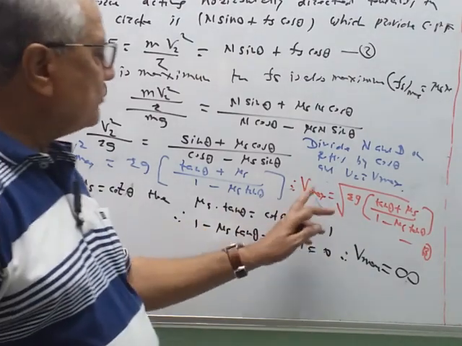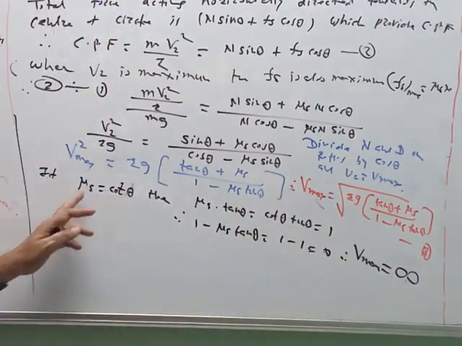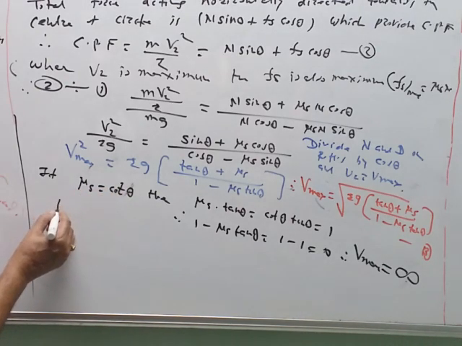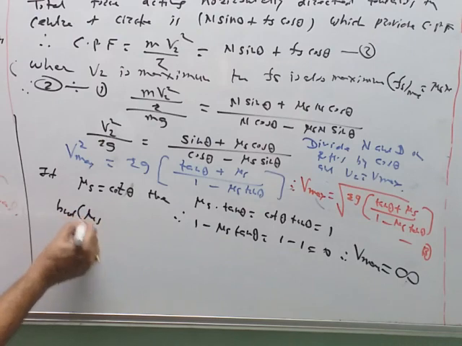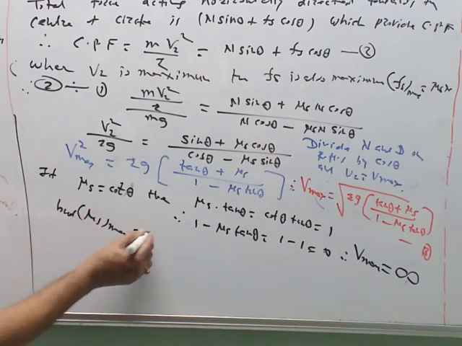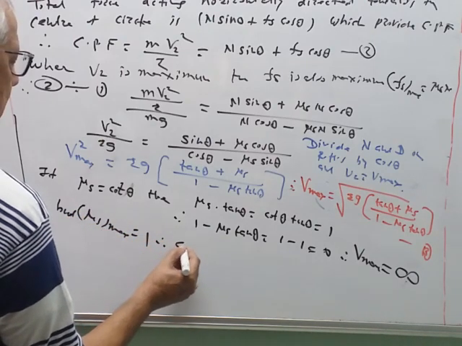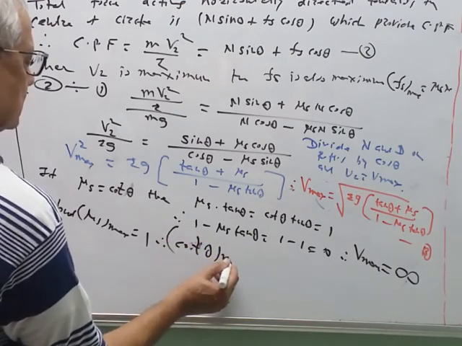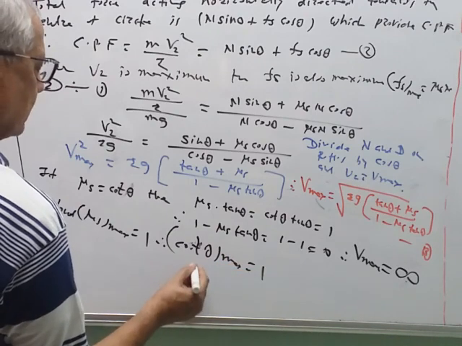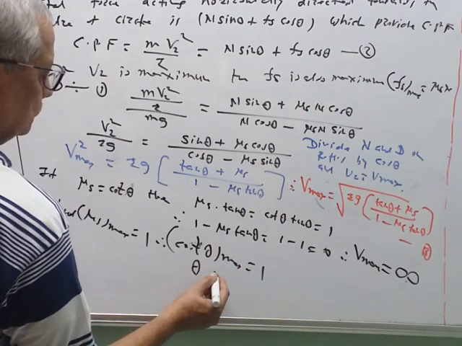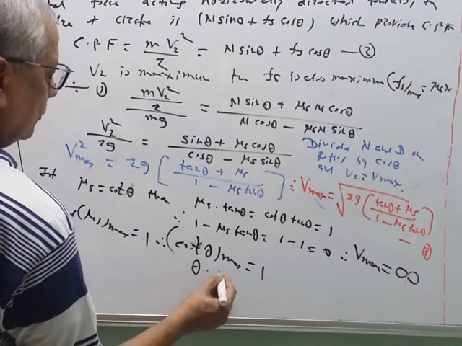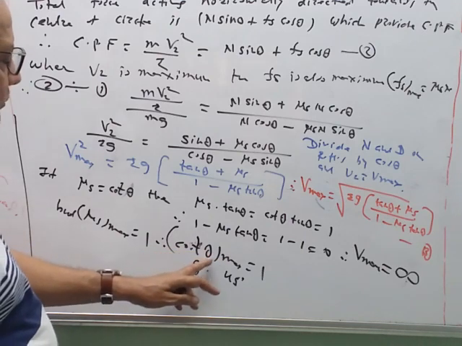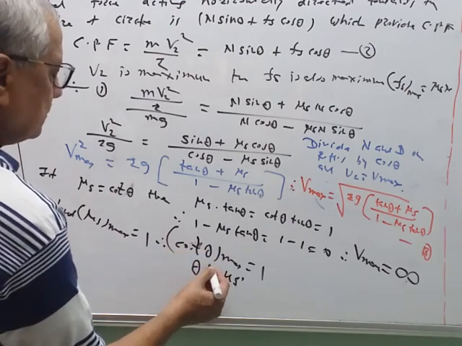So equation B gives that V max will be infinity, the maximum speed limit, when mu s is equal to cot theta. But mu s max is equal to 1, therefore cot theta max is equal to 1, and therefore theta is 45 degrees. The maximum value of cot theta is 1, so theta must be greater than 45 degrees.